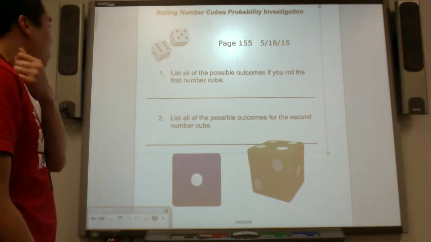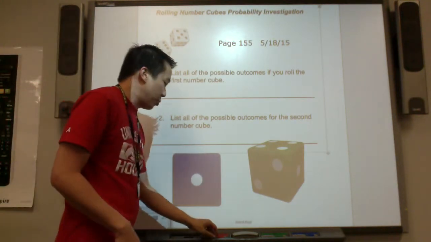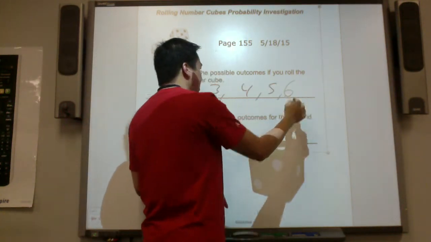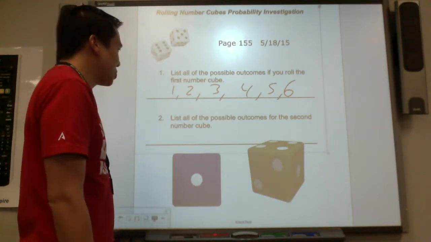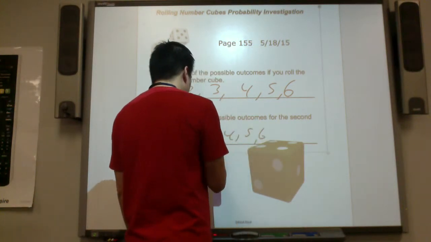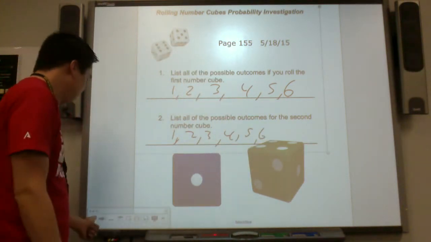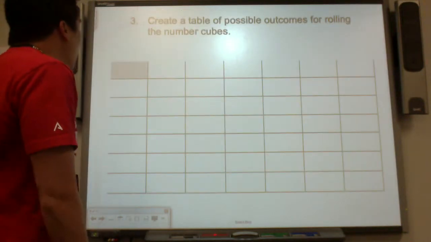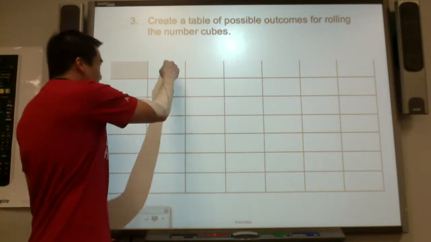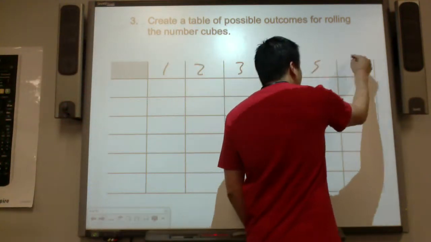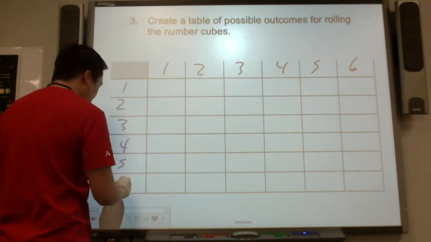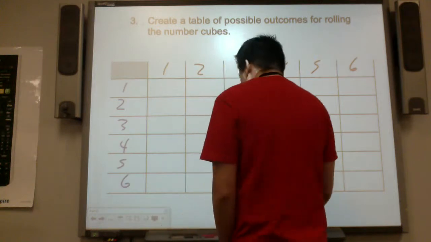Well, list all the possible outcomes if you roll the first number cube. The possible outcomes are 1 through 6. List all the possible outcomes for the second number cube, 1 through 6. We use a 6-numbered number cube. Create a table of possible outcomes for rolling the number cubes. So, taking your first number cube, what are the outcomes? 1 through 6. Taking the second number cube, what are the outcomes? 1 through 6. So we're going to make a table here.